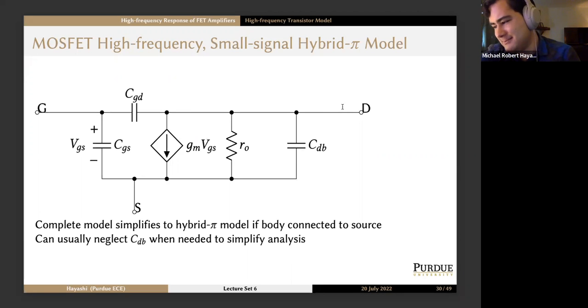By KVL, we get that i in is equal to s times CGS plus CGD, times vgs, or because we short circuited the output, we can just take this in a loop.